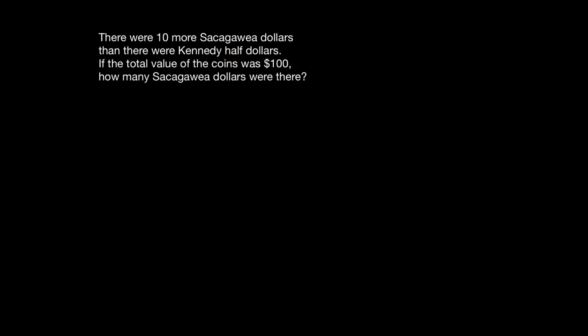So again, let's look to our statement of quantity and our statement of value. I have a quantity statement, it looks like. First, there are 10 more Sacagawea dollars than there are Kennedy half dollars. So I'm going to use D and H for my variables. Dollars is going to be equal to the half dollars plus 10.